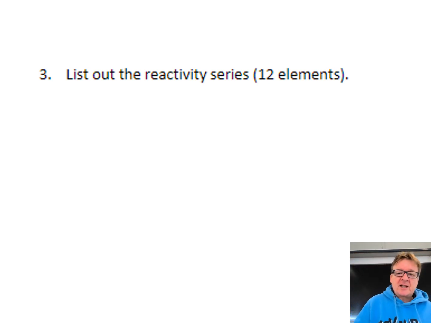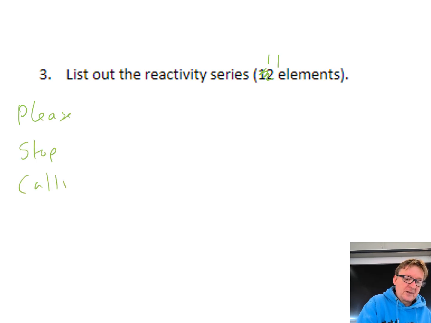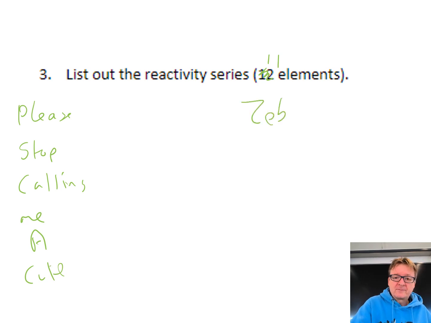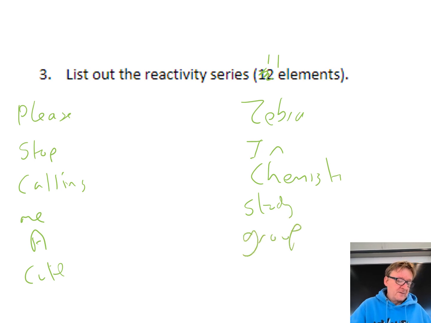Question number 3: list out the reactivity series in 12 elements. I think there's only 11 elements on it. So what we're going to do is use the phrase: Please stop calling me a cute zebra in chemistry study group. That's just a way of trying to remember it.